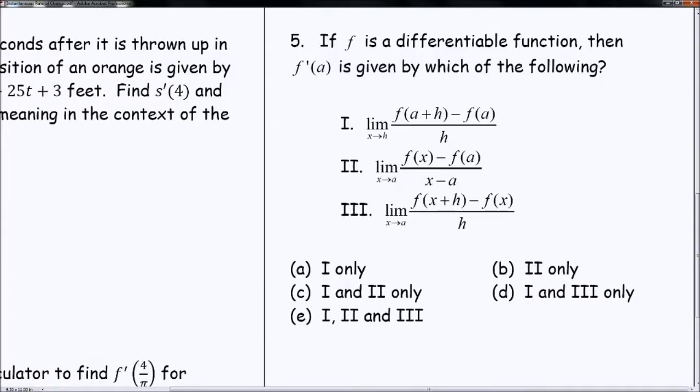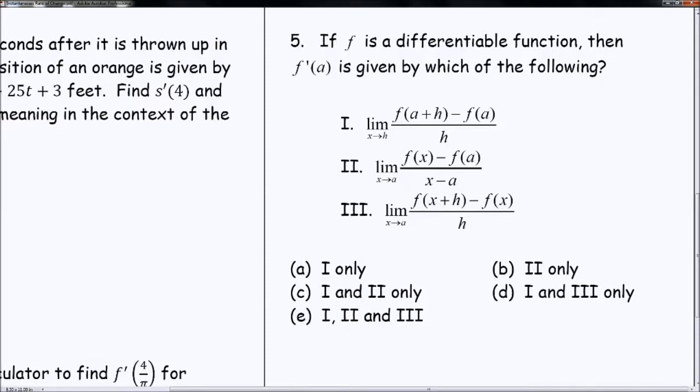Finally, number 5, if f is a differentiable function, then f prime of a, this is a definition, is given by which of the following? Number 1, limit as h approaches 0 of f of a plus h minus f of a divided by h. Is it number 2, limit as x approaches a of f of x minus f of a over x minus a? Or finally, the limit as x approaches a of f of x plus h minus f of x divided by h. And so to help you out, you want to find the one where, if I plug in that value, am I going to get a 0 in the denominator?